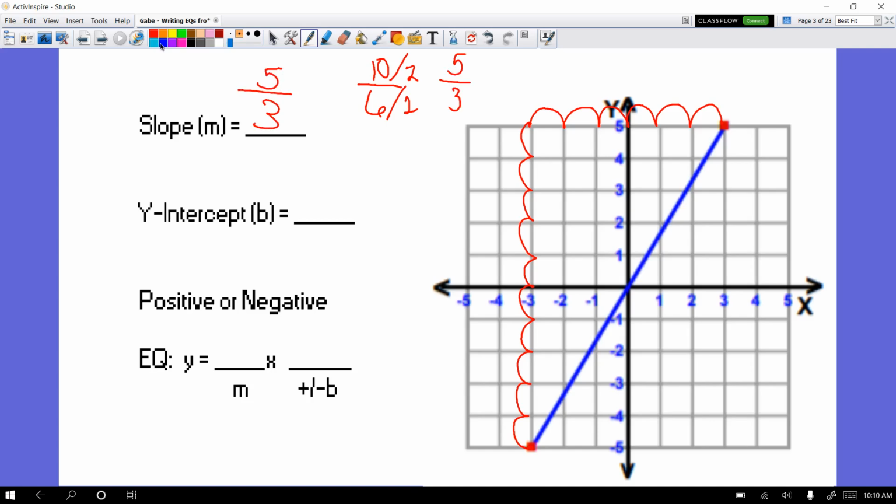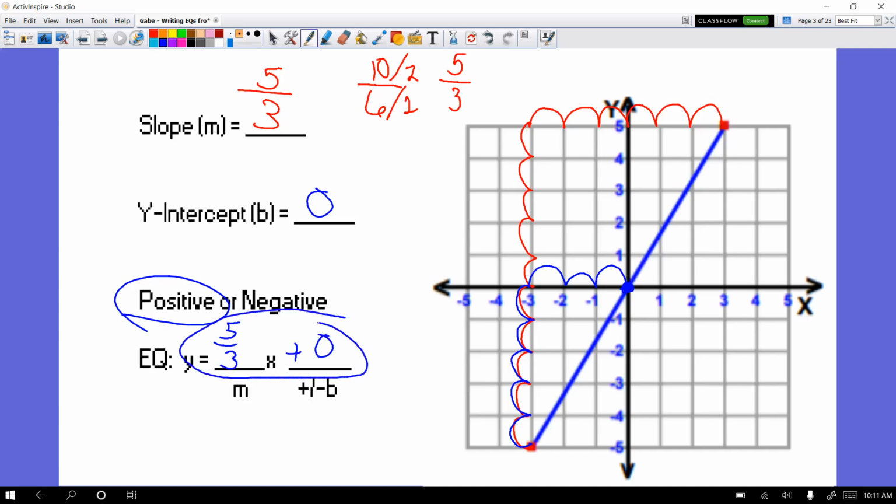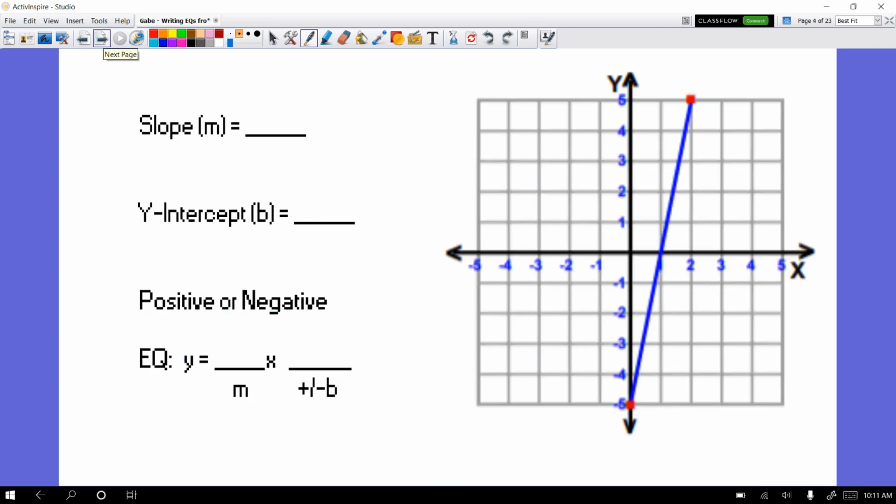So I'm going to use a different color. 1, 2, 3, 4, 5 over 1, 2, 3. You can see we hit our y-intercept there, which is 0. So the idea behind this, and being able to look at a line and write an equation, find the slope, find the y-intercept, etc., is to be able to identify those parts to put it into the equation. So one thing you left out on your work was writing the equation, 5/3 x plus 0. This needs to be written. This is a very crucial part of what we're doing.